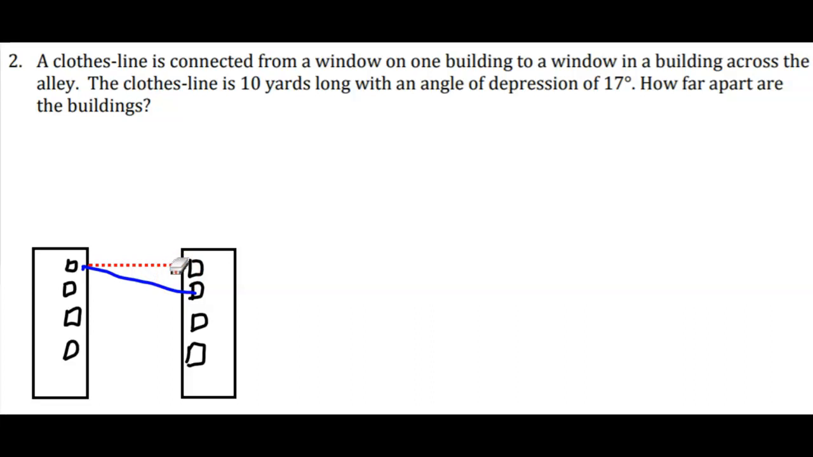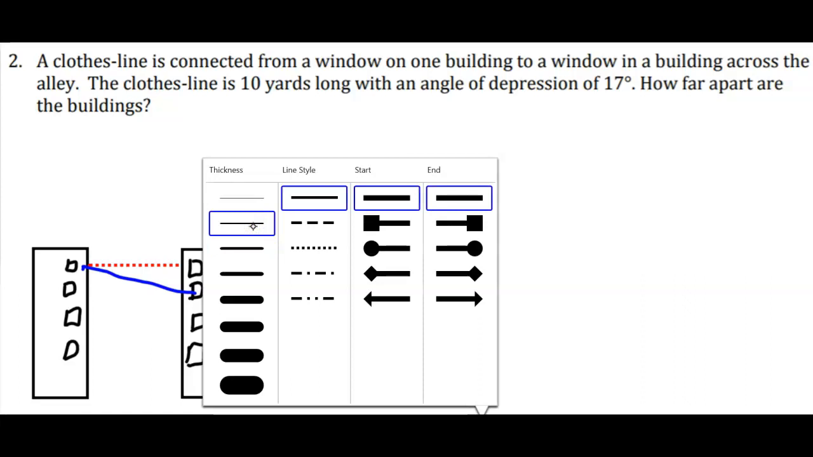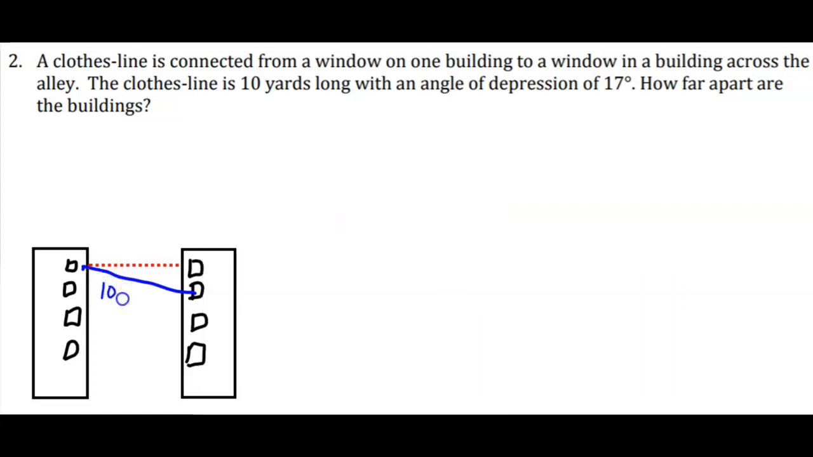They tell us that the clothesline is 10 yards long. So here's my 10 here. The angle of depression is going to be right in here. This is my 17 degrees. And then how far apart are the buildings? Well, that's this red line here. You're looking for X.